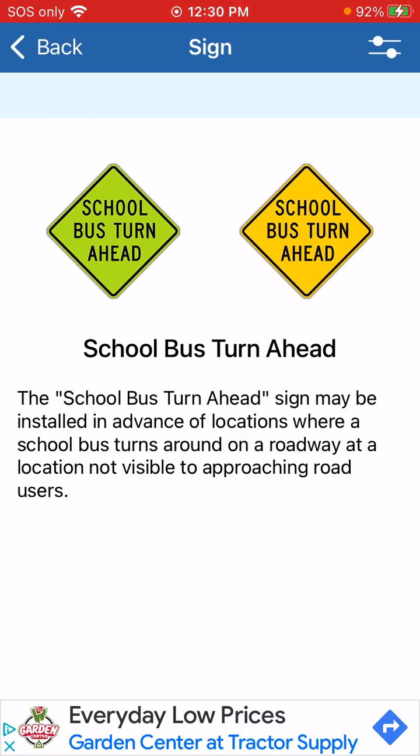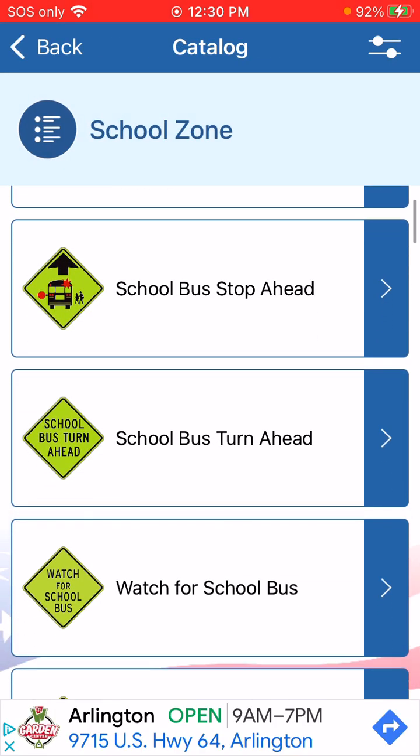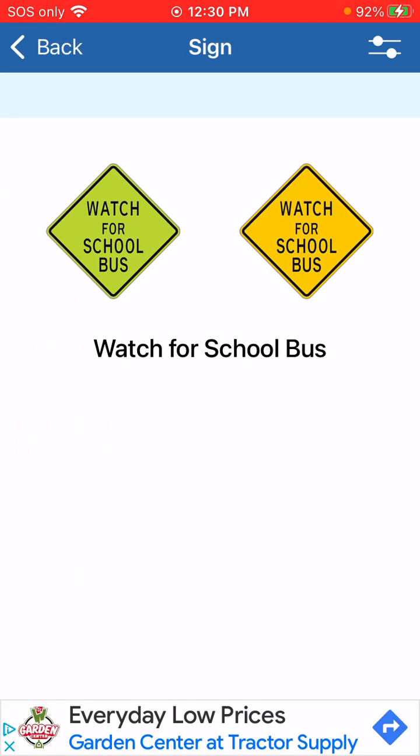School bus turn ahead. The school bus turn ahead sign may be installed in advance of locations where a school bus turns around on a roadway at a location not visible to approaching road users. Watch for school bus.